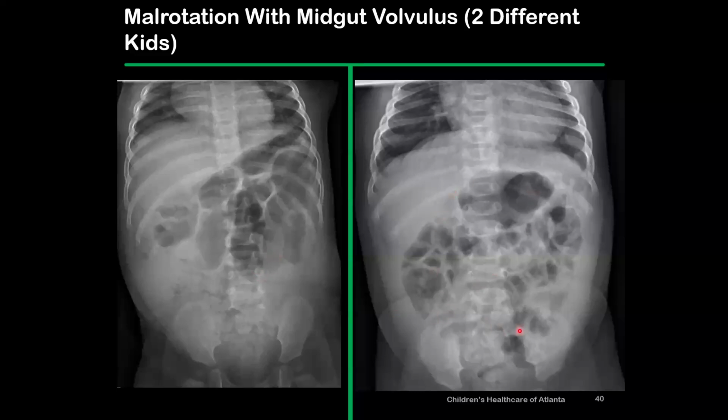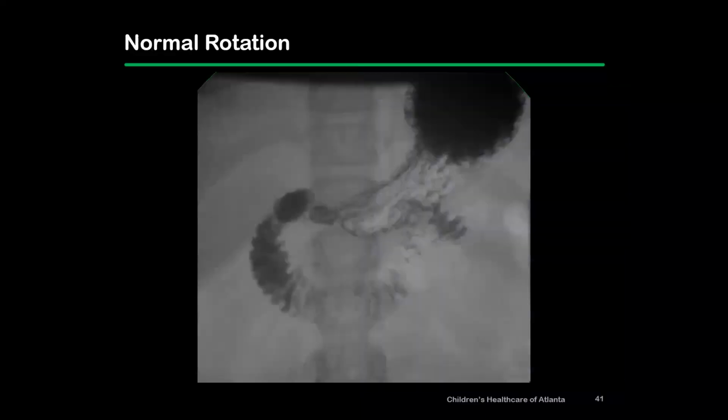That being said, this is another baby. He had a previous diaphragmatic hernia that got repaired, and this bowel gas pattern looks very normal. So having a normal bowel gas pattern does not rule out malrotation with midgut volvulus, unfortunately. So you do have to kind of prove it another way.